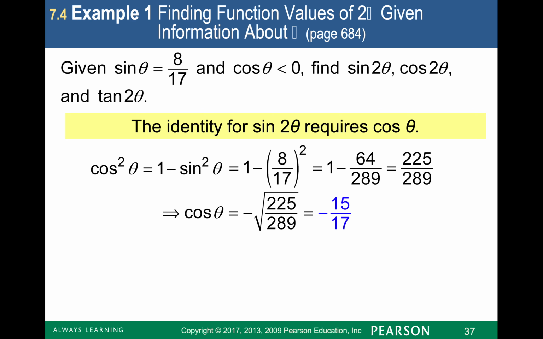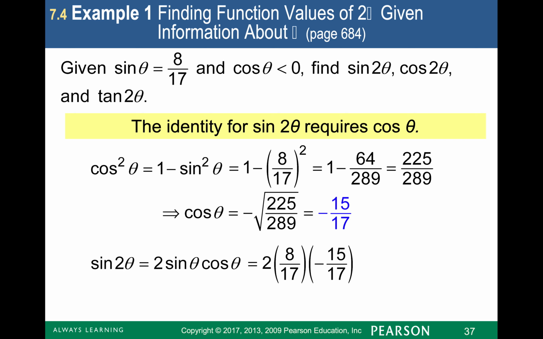That's acceptable as well. The only quadrant that fits this criteria, where sine is positive and cosine is negative, is going to be encountered a little bit later. But for now, we have that cosine theta is less than 0, so that's where the negative is coming from. Now I'm going to apply the double angle formula of 2 times sine theta cosine theta.